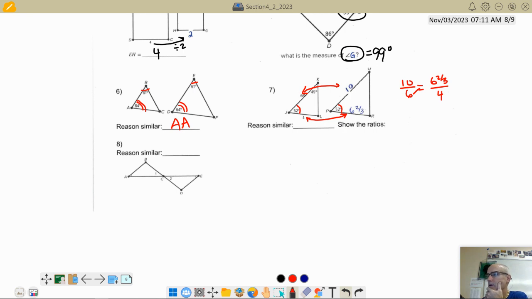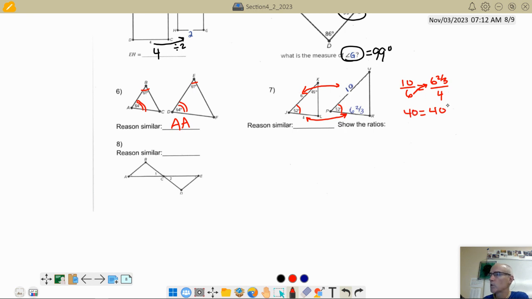10 to 6 and 6 2/3 to 4. Oh, yeah, I'm doing this right. So cross multiply, and 6 times 6 2/3 would be 36, 2/3 of 6 is 4. So 36 plus 4 is 40. And 4 times 10 is 40.